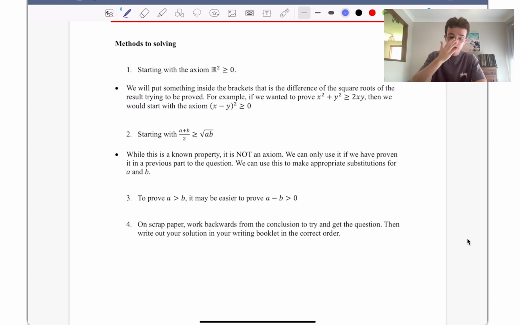Okay, there are two different methods to solving these and two different types of questions. Number one is starting with the axiom r squared is greater than or equal to 0. So if we want to prove something like x squared plus y squared is greater than or equal to 2xy, then we would always start with the axiom x minus y squared is greater than or equal to 0, or something like that. In other words, we're taking the square root of these things and putting it inside the brackets, because then we can square it and get rid of the brackets.